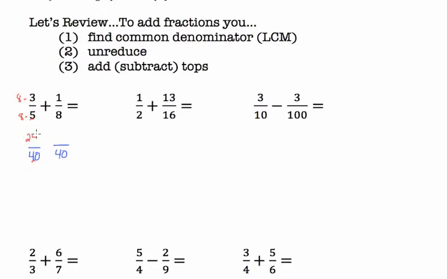24. Next, 1/8 into 40ths. How does 8 get turned into 40? By multiplying by 5. So I multiply by 5 on the top as well.